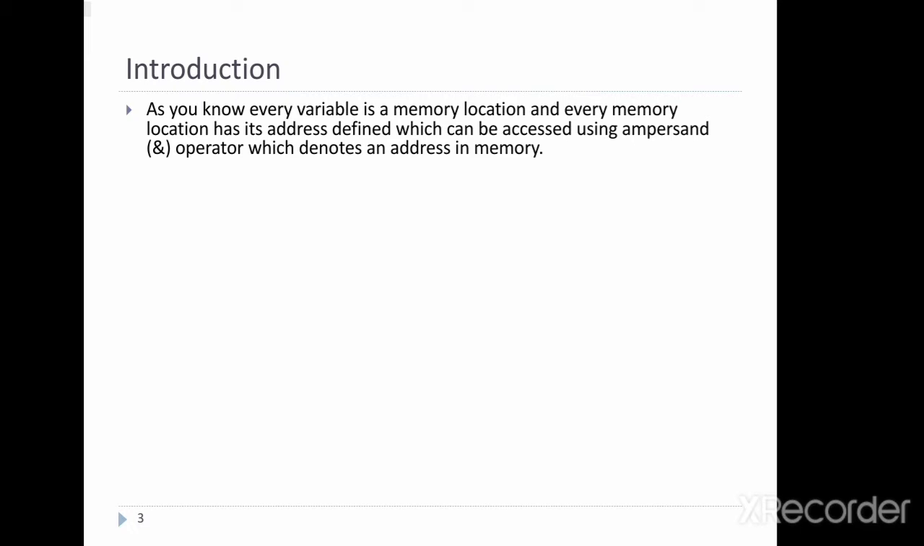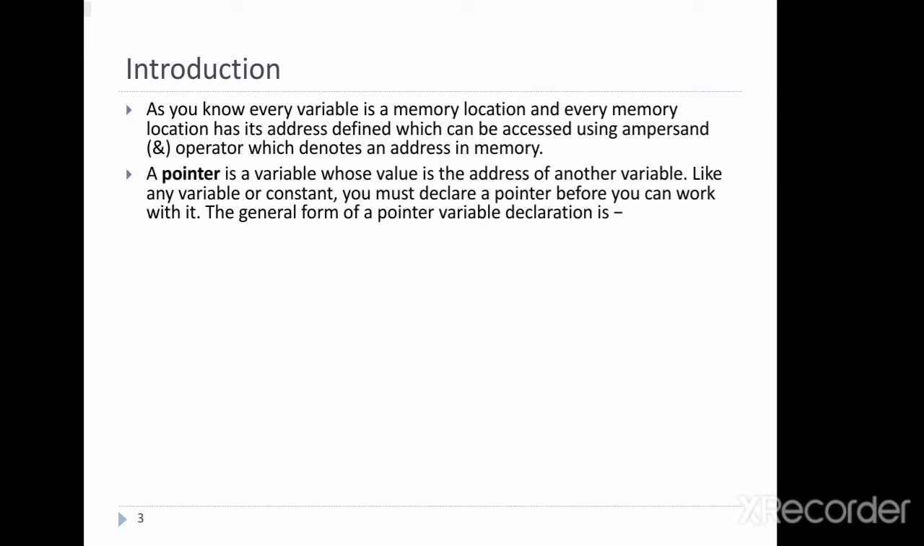What is a pointer? Pointer is an important feature of the C++ language, and in C++ it is frequently used. It is a powerful and handy tool when it is mastered. Using pointers provides certain advantages. A pointer is a variable whose value is the address of another variable. Like any variable or constant, you must declare a pointer before you can work with it. The general form of pointer variable declaration is type and star. That is how to define or declare pointers.